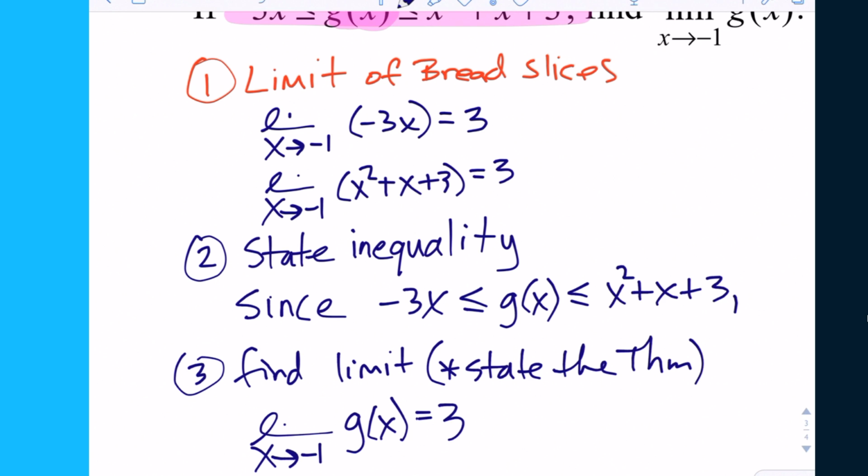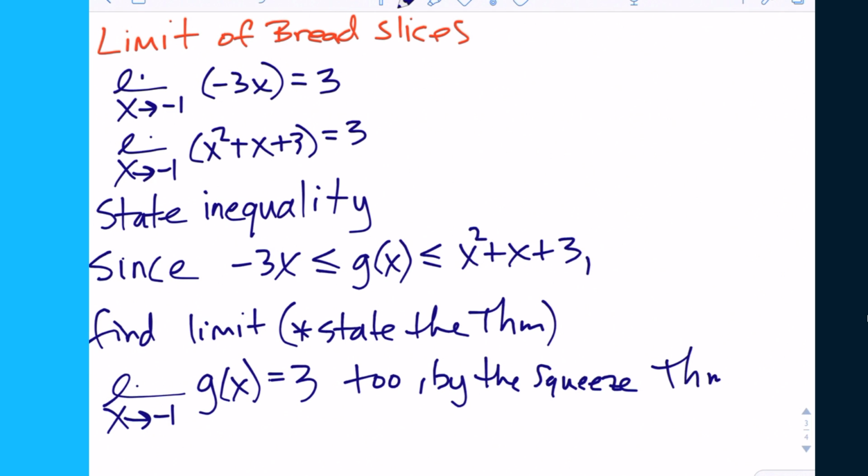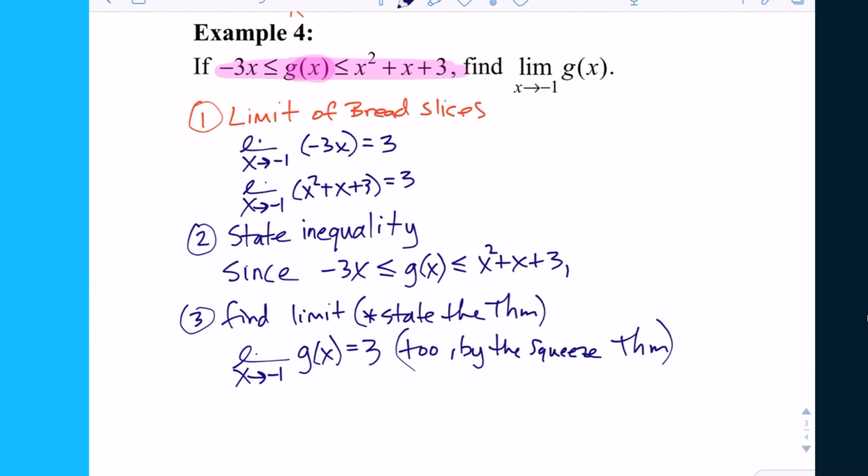Now, I sometimes feel the need to add the word there, too, T-O-O. It just seems right, yeah? Since that one is 3 and that one is 3, that one is 3 also. And if you want, after the word too, you can even say, by the squeeze theorem. But none of this stuff here is required. Sometimes it just adds a little bit of seasoning to your work.